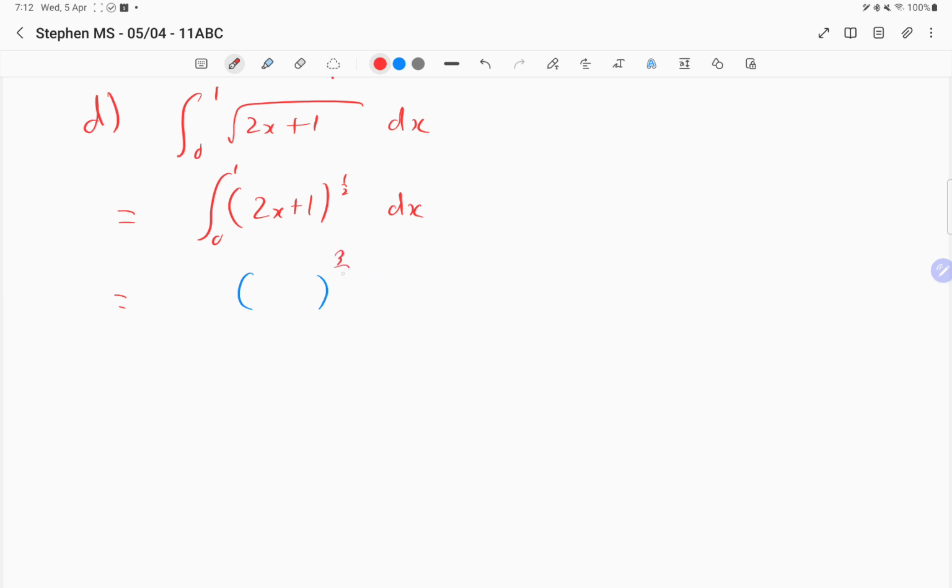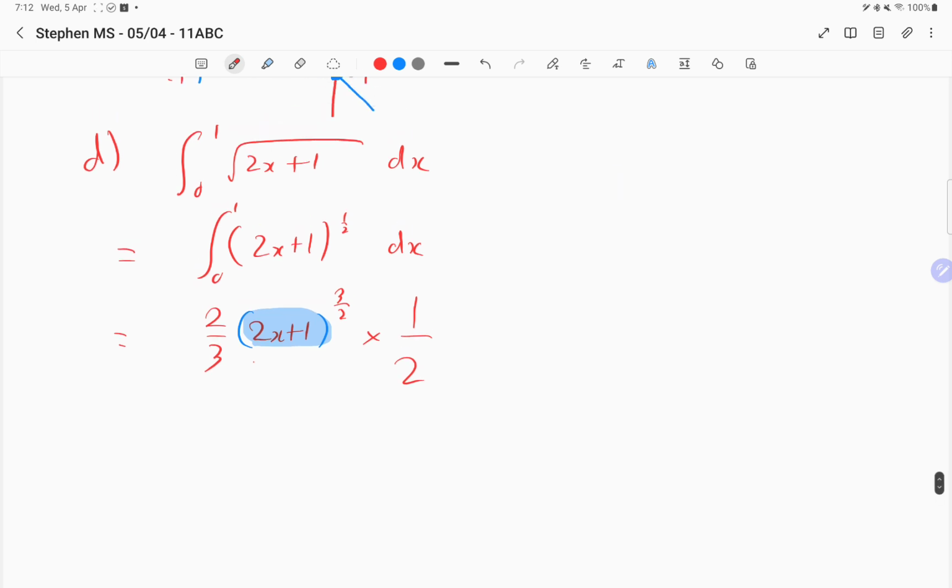And then you divide by 3 on 2, which is times by 2 on 3. And whatever is in here is the same. But because this is a linear equation, you also have to times by 1 over 2. Remember, you divide by the coefficient. When you antiderive, you divide. When you derive, then it's chain rule. But when you antiderive, you have to divide by the coefficient.